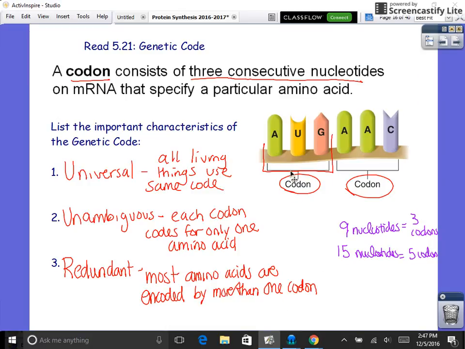When we're taking a look at these 3 bases, that makes up one codon. So if we have 9 nucleotides in a row, so 3, 6, 9, we'd actually have 3 codons. If we had 15 nucleotides in a row, we would have 5 codons. So if you had 60 nucleotides, how many codons would you have?